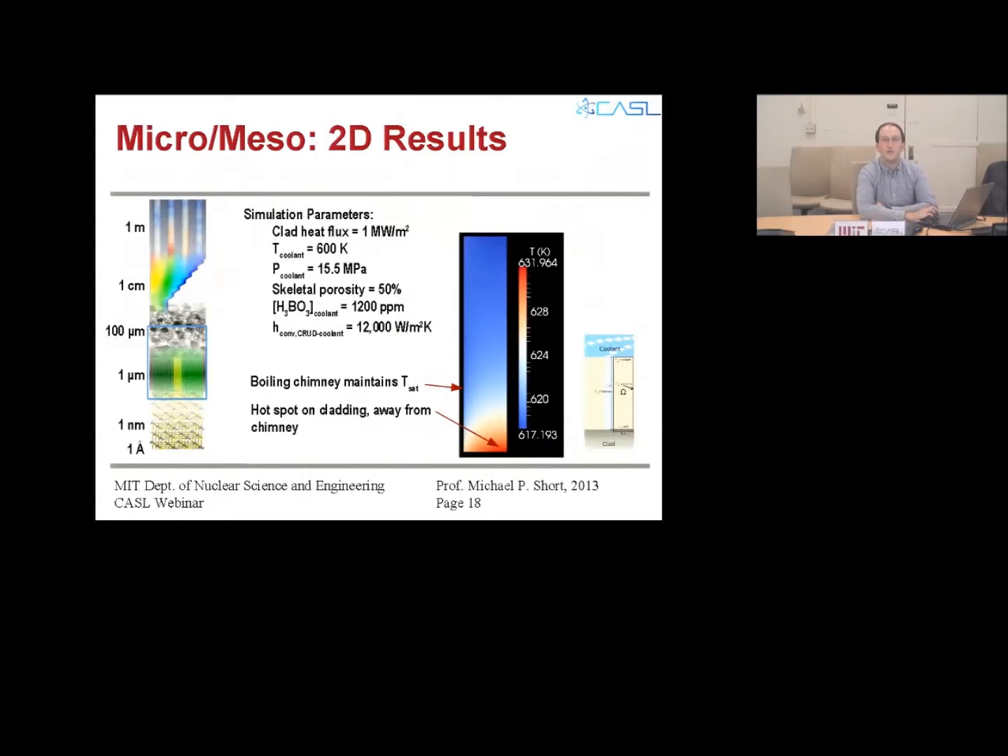I'll show a couple of examples from 2D results. What I did is I took some normal reactor operating parameters, so typical heat flux, coolant temperature, pressure, et cetera, and I started to look at the distribution of temperature through this little slice of CRUD that you can see right here. As we expected, the boiling chimneys, where we assume boiling takes place, peg the temperature at the boiling temperature. So T equals Tsat, which means that the temperature doesn't exceed the boiling temperature. Away from the CRUD and at the cladding, it gets quite a bit hotter. So there's a temperature drop of about 15 Kelvin across this CRUD.